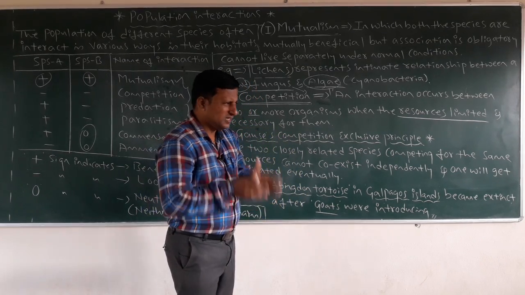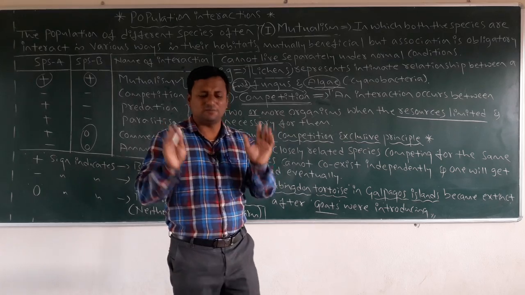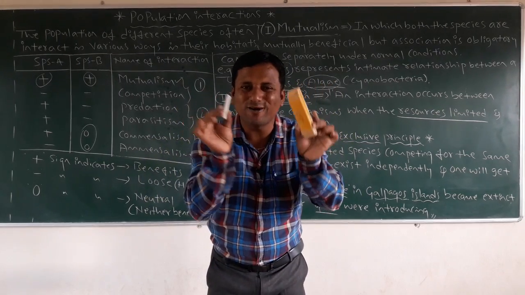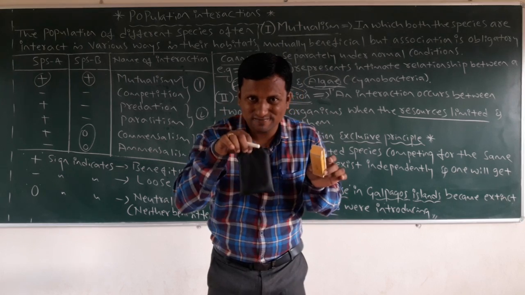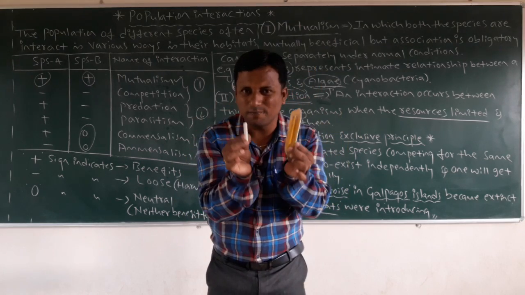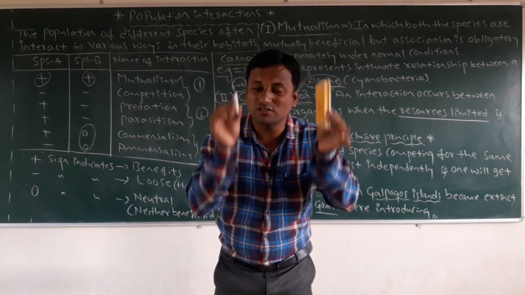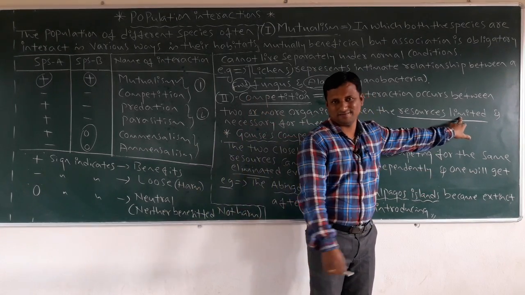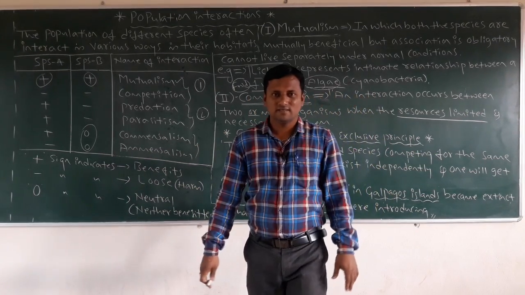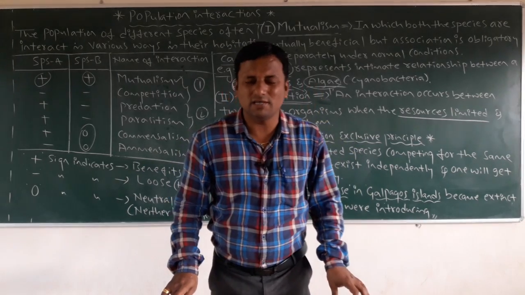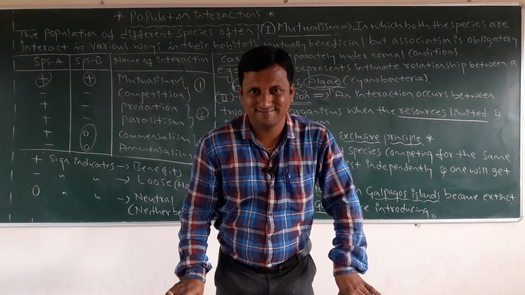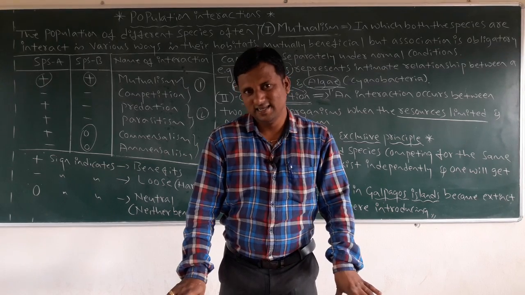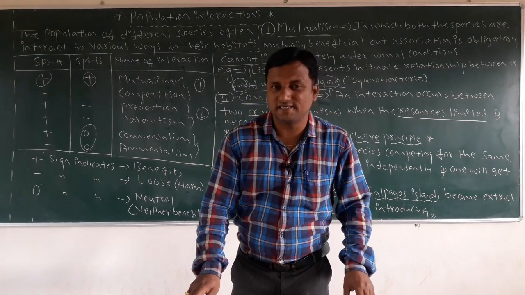Just think about it. There are two closely related species. These two are competing for the same resources. They are competing for the same resources, but that resource must be limited. It is not more. If it becomes more, they would be satisfied 100%. But that food must be limited. It does not satisfy both species.